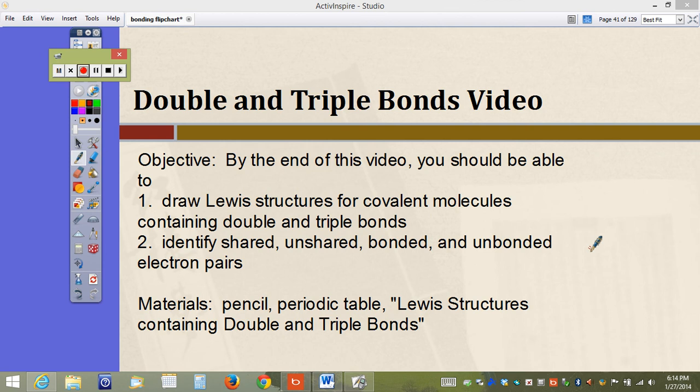Materials you need: a pencil, a periodic table, and the Lewis structures containing double and triple bonds worksheet, because this will be due the next time you have class.